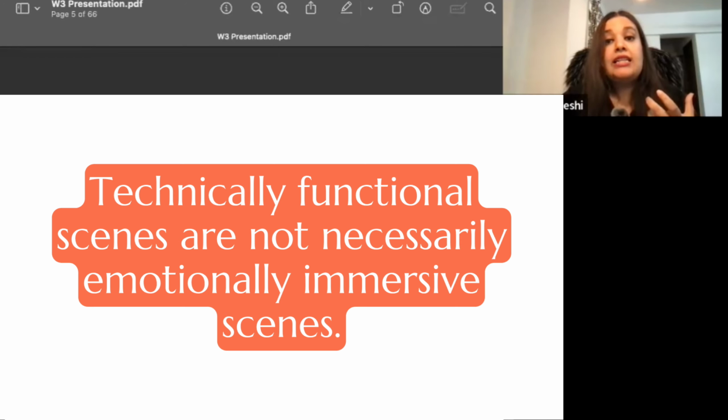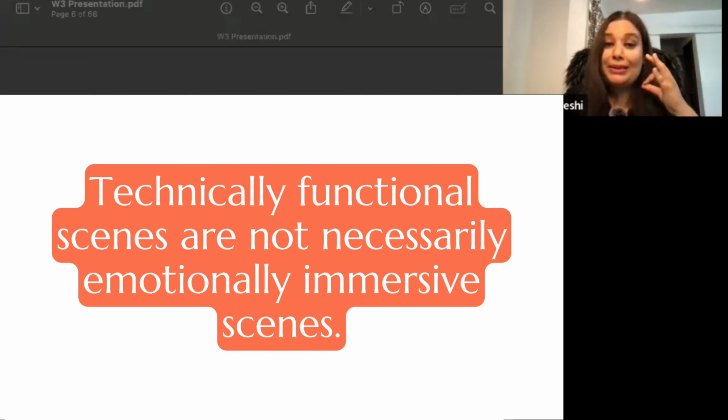Why? Because technically functional scenes are not necessarily emotionally immersive scenes. A lot of manuscripts today are readable, but very few are emotionally unforgettable. And obviously, this is also due to the fact that a lot of writers are increasingly using AI to write their novels, and they do not put in the work that is required to create a novel from scratch. This is why the manuscripts, even though they feel readable, are completely lacking on the emotional front.